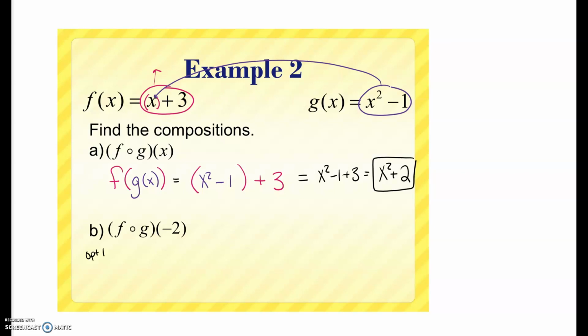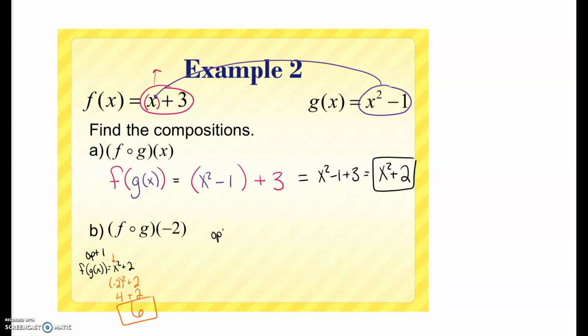Option 1, we are going to use that we know that f of g of x is x squared plus 2, and we're going to plug this -2 in place here. So -2 squared plus 2. -2 squared is 4, and 4 plus 2 is 6.